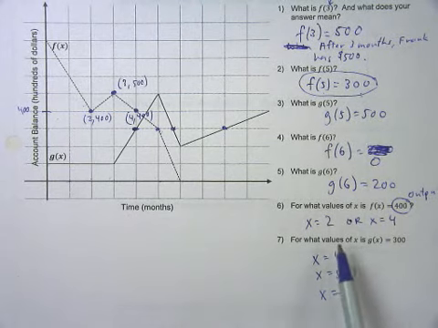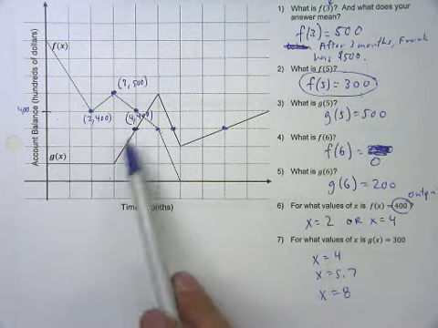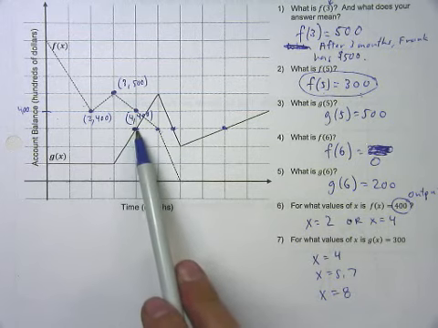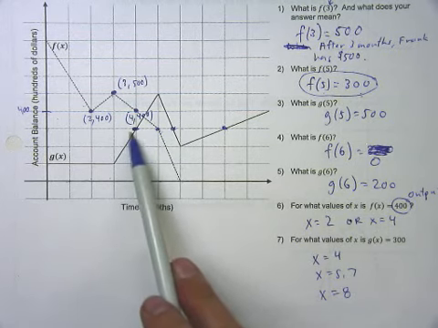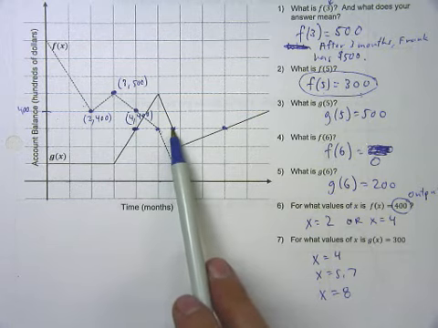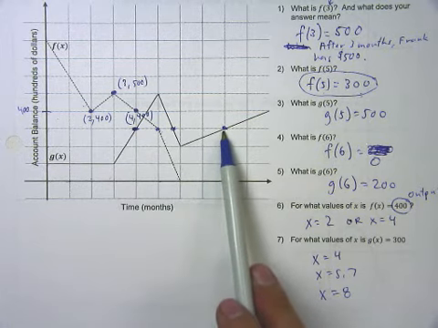So in this case, there's 3 x values that have an output of 300. When x is 4, the output for the g function is 300. Also about 5.7, and then the value of 8. When the x value is 8 here, you have a y value or an output value of 300.